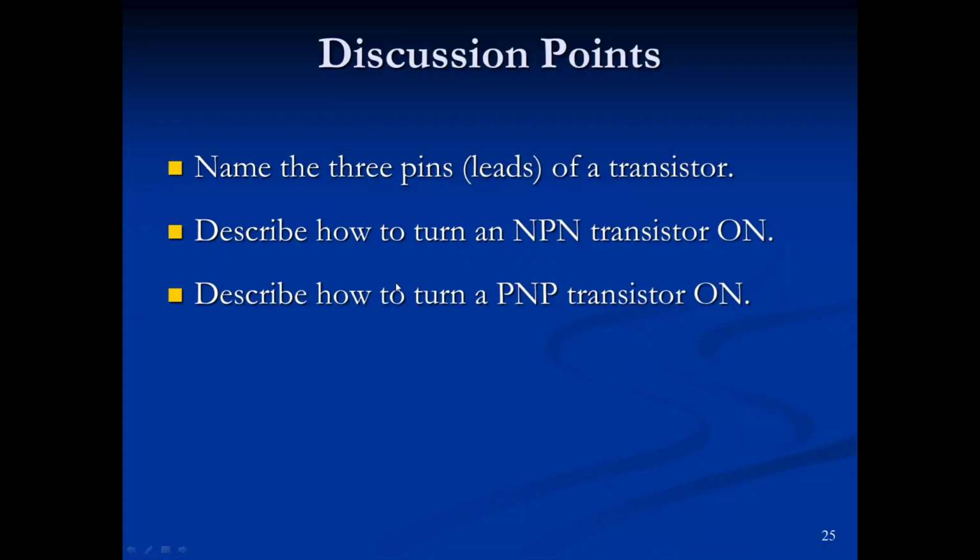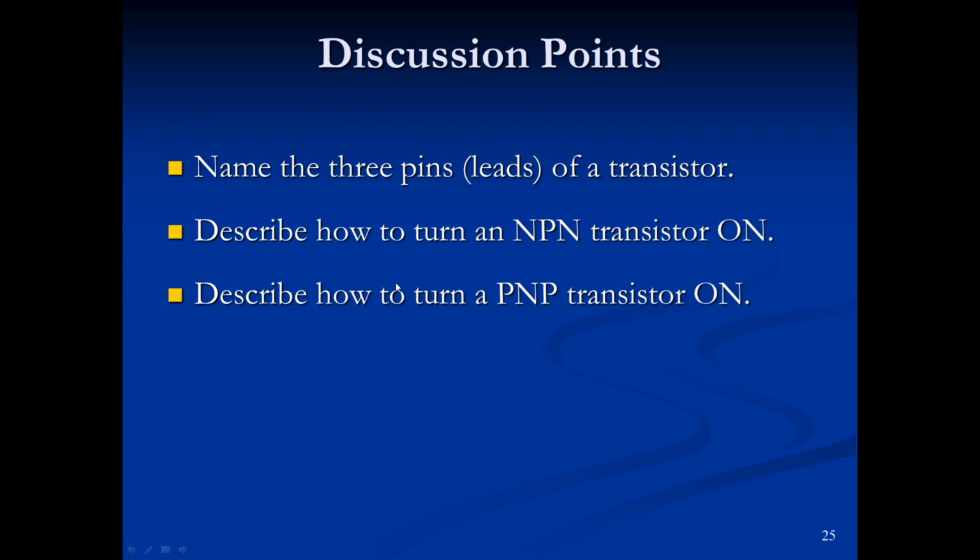So here are just a few discussion points. The 3 pins of a transistor that we talked about, of a BJT at least, are the base, the collector, and the emitter. And remember that the base is functioning as the control. It determines whether the switch is on or off, but the switching actually happens between the collector and the emitter. When the transistor is on, the collector is shorted to the emitter. When it is off, it's an open circuit between the two.